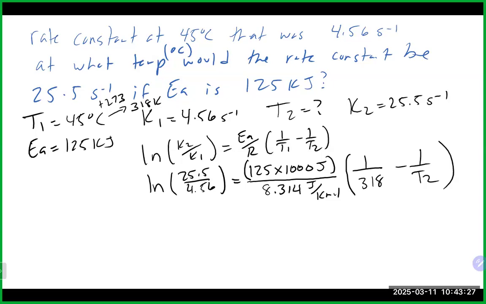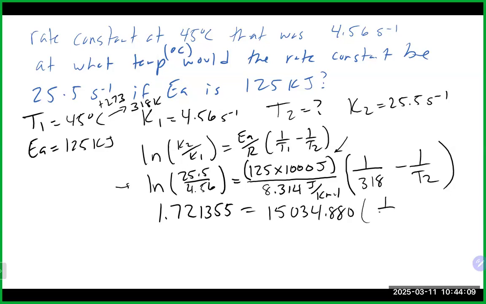We're going to divide by 1 over our temperature there, which was 318, minus 1 over the temperature we're looking to find. All right, so we'll do some cleanup here. We'll clean up the left-hand side: 25.5 divided by 4.56, a little natural log action of it, and it looks like 1.721355, we'll call it. I'm also going to clean up here: 125 times 1,000 divided by 8.314. That's going to get me a lot of numbers.